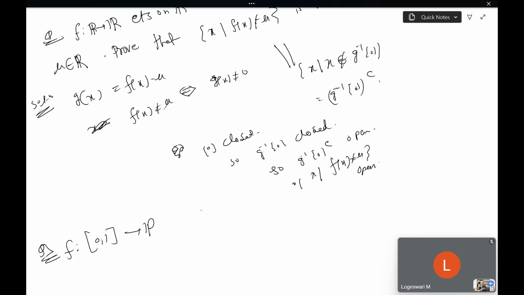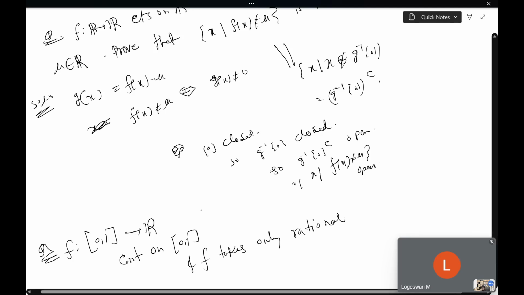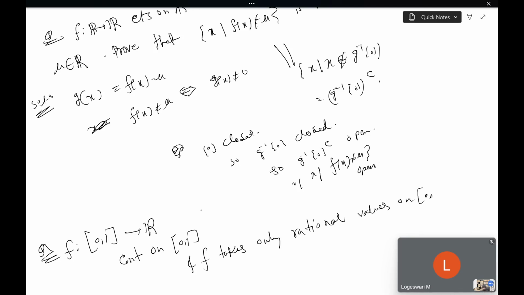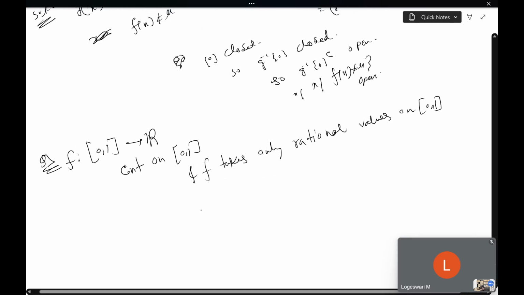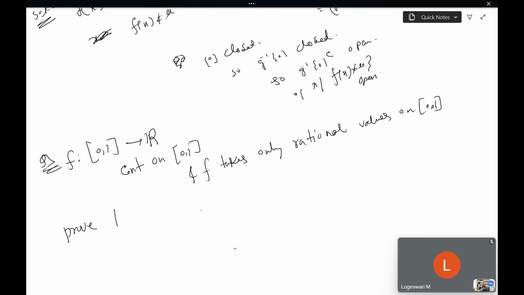Consider a map f defined on the closed interval [0,1] to the real numbers, a continuous function, and f takes only rational values in [0,1]. Show that f is continuous.